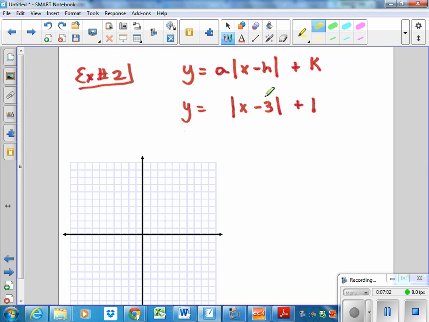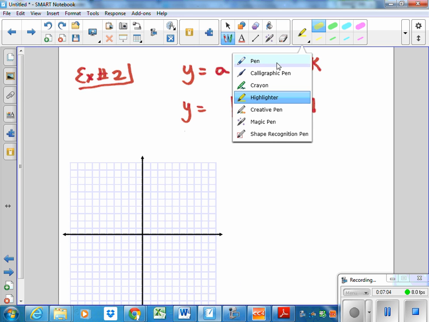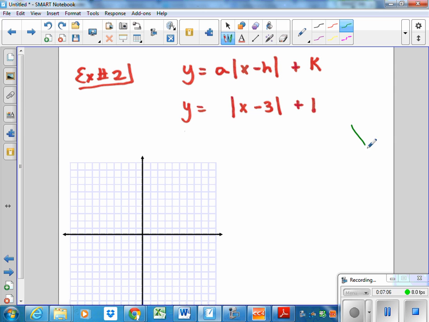Absolute value. Hopefully you remember, absolute value graphs are V's, so the graphs look like this. I'm going to show you two of my favorite ways to do this. Way number one is looking at this general equation and knowing that the V gets moved by the H. I'm going to put this over here with the green, left or right.